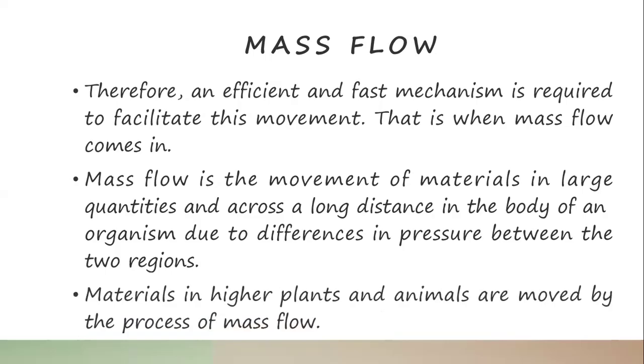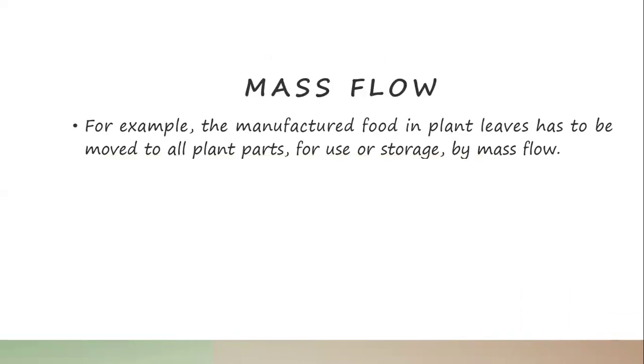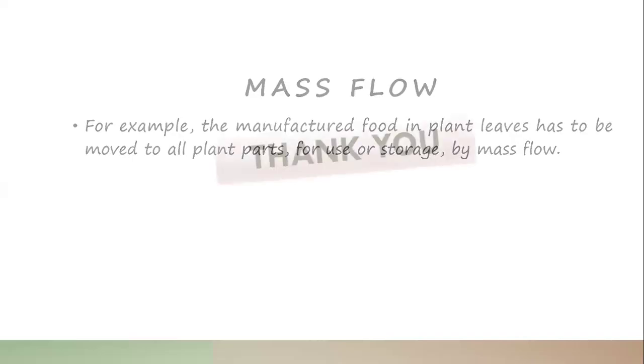Materials in higher concentration in plants and animals are moved by the process of mass flow. For example, the manufactured food in plant leaves has to be moved to all plant parts for use or storage by mass flow. That's an example of mass flow.